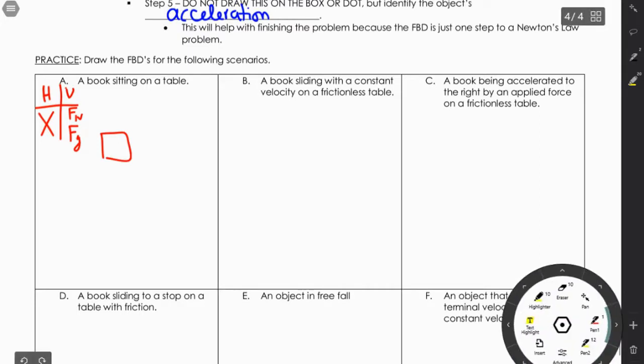So here are just some examples. I have a book sitting on a table. What potential forces do I have acting, horizontal and vertical? I have nothing in the horizontal, because it's just sitting on the table. In the vertical, I have the support force, which we know is a normal force, and then I have the weight. Another thing you can do when writing them down is indicate which way they're acting. The normal force is going to act positive because the table is going to push up on it.